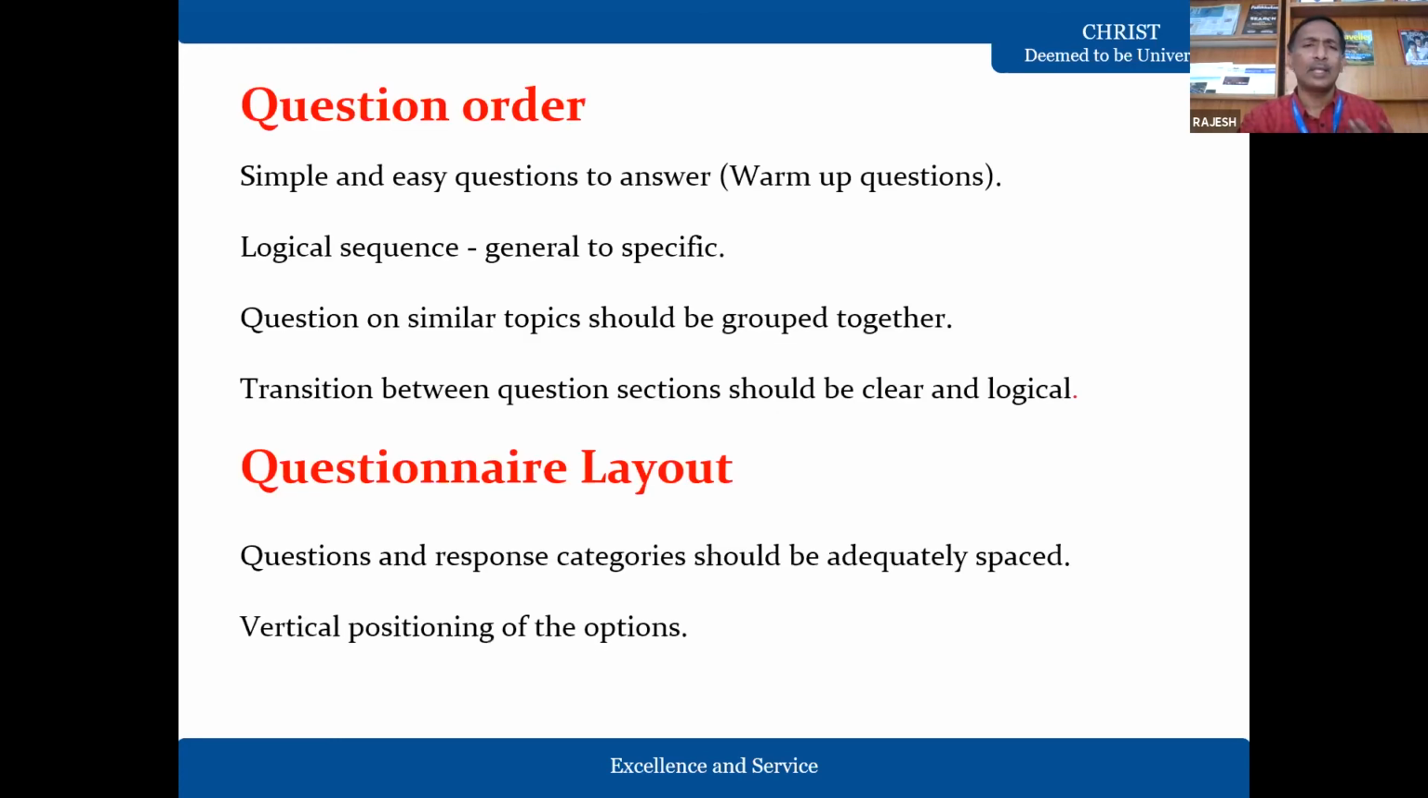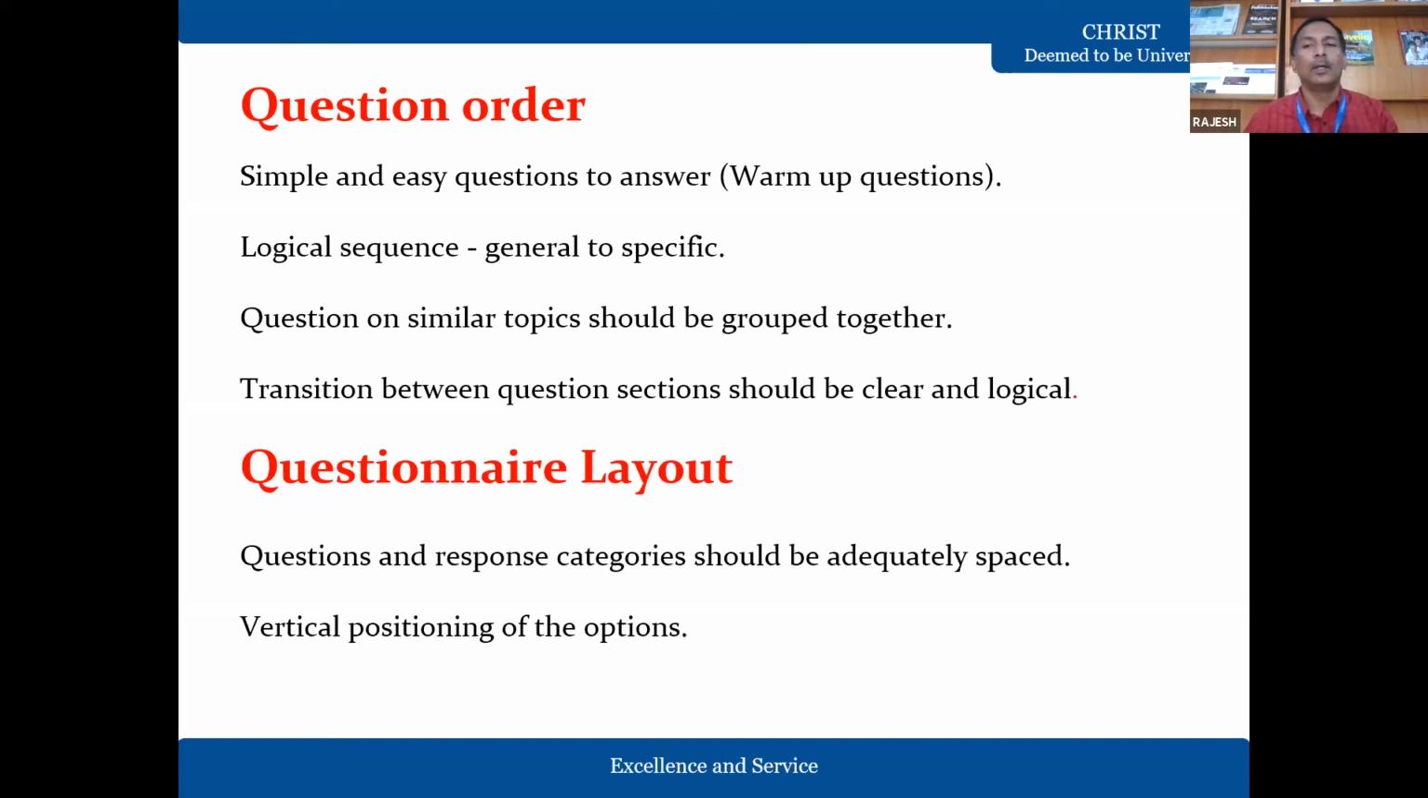Now we get to serious questions. How to order questions. Now this is very, very important, right? So, simple and easy questions, what you call warm-up questions, like related to age, gender, educational qualification, demographic status. All those things can be included in the first part of the questionnaire. Then there should be a logical sequence.